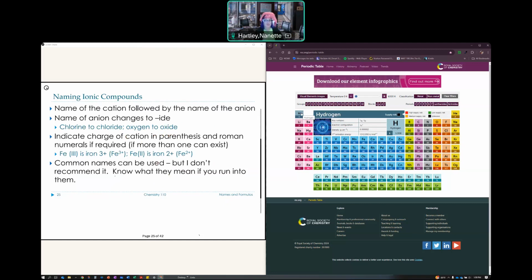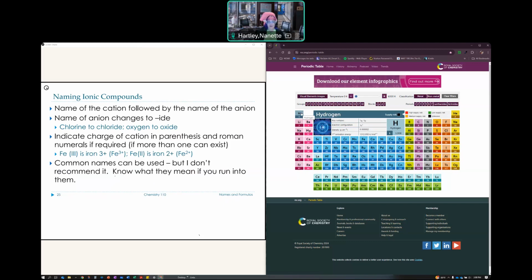Now we're going to come into naming. So we've talked a little bit about empirical formulas and molecular formulas. We will talk eventually about how we can calculate those things. We're not going to do it this time. We're going to do it in the next lecture. Now, naming ionic compounds. We need to be able to name things, and that's because I'm going to throw a name at you and expect you to write a formula. You may have a formula and you need to know the name. Both of those things might happen.